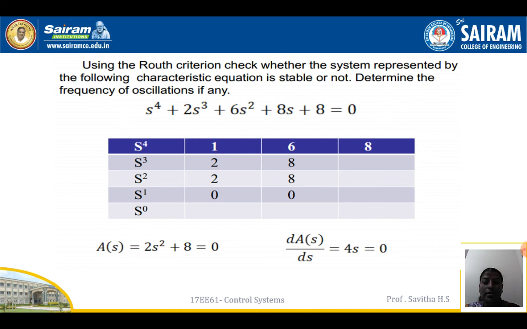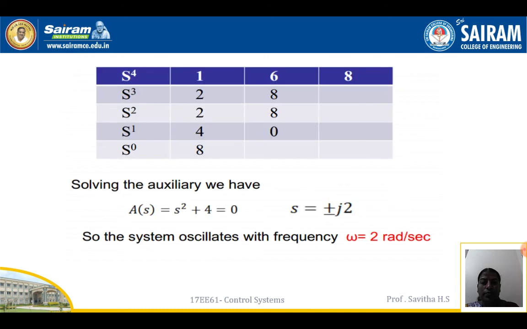So A of s is equal to 2s square plus 8 is equal to 0. Differentiating this with respect to s, 4s is equal to 0. So the s to the power of 1 value will be 4 and the s naught value is 8. Solving the auxiliary equation, s square plus 4 is equal to 0, so s is equal to plus or minus j2. So the system oscillates with the frequency omega is equal to 2 radians per second.